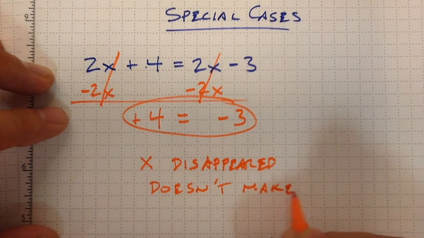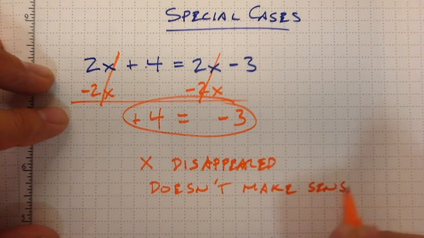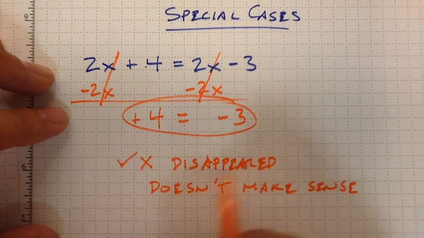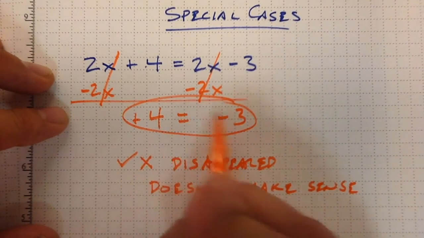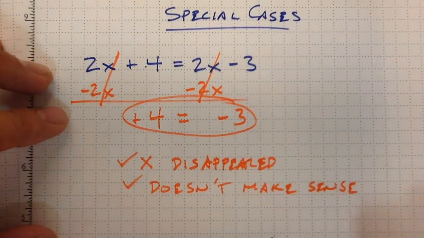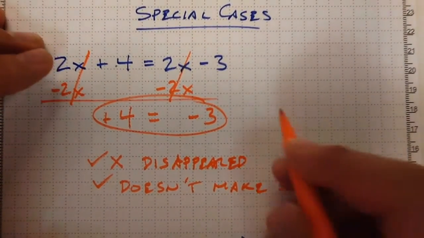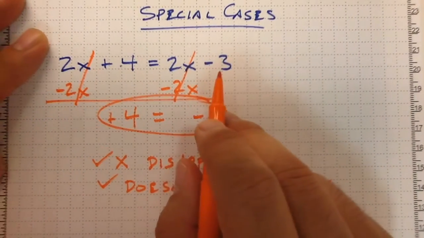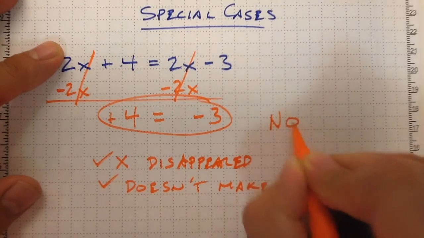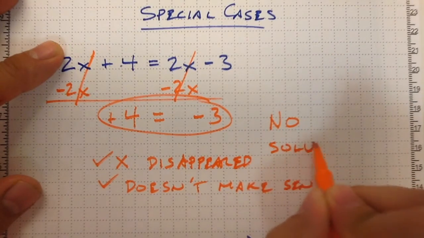And so it's because of those two things that we run into this special case: one, the variable that I was trying to solve for disappeared, and the remaining equation, 4 equals negative 3, isn't even mathematically valid. What this means is that this problem was bogus to begin with, that somebody created an equation that was unsolvable. So what we would write here is no solution.